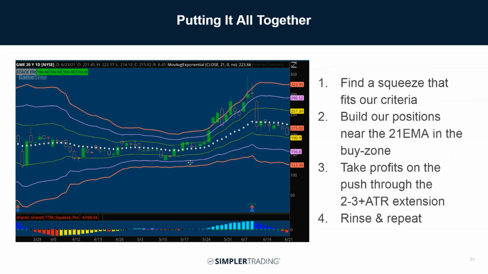So put it all together. We find a squeeze that fits our criteria. We build our positions near the 21 EMA. So when the stock is near the 21 and it's trading between that +1 and -1 average true range Keltner channel extension, that's what we identify as our buy zone. So we find a squeeze, we're going to run it through our checklist. If it fits our criteria, we take an entry here at the 21 and we take profits on the bigger than expected move. We take profits on the move into 2 to 3 plus ATR. Every single time. That's what we rinse and repeat.